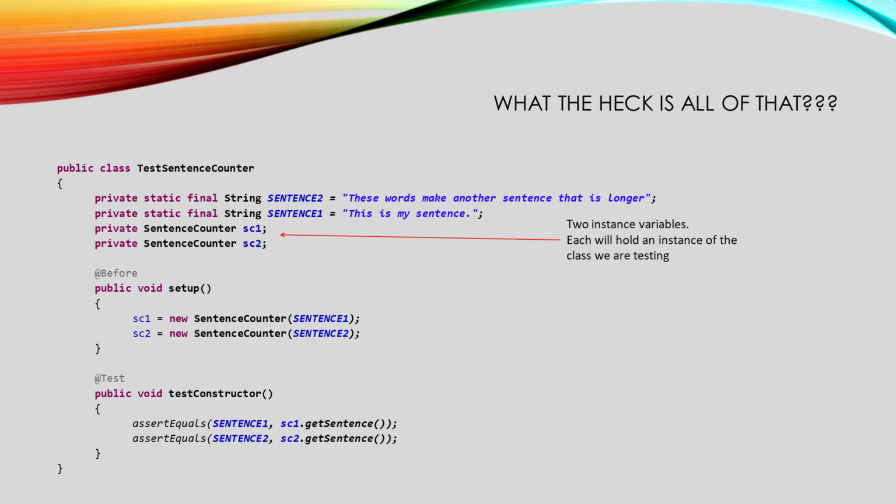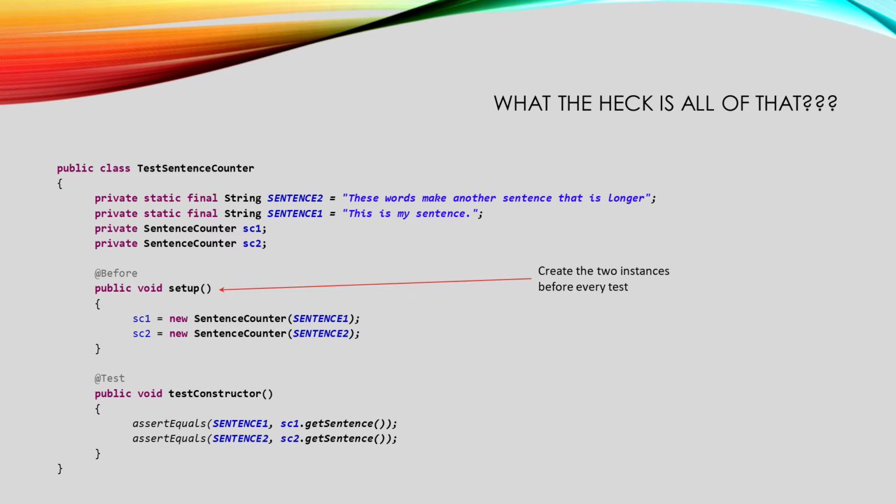The class that we're building is named sentence counter. What a sentence counter needs to know is the string that it's working on. What it needs to do is calculate various statistics about the string it's holding. Since we want to test on two different strings, we're going to need two instances of sentence counter. This method is marked with @before, so it will be run before each of our tests. All it does is create our two instances of sentence counter.